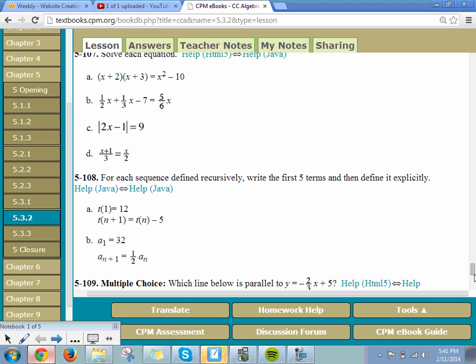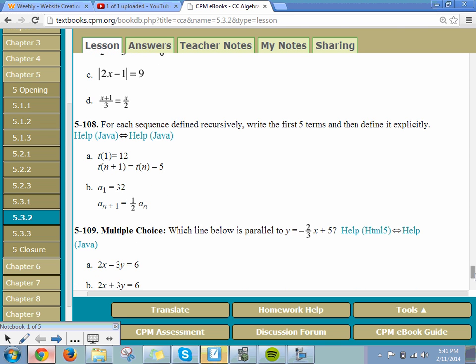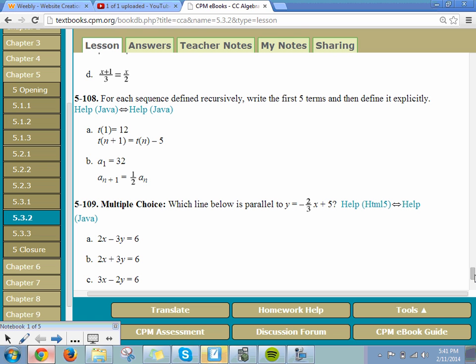All right, moving on, looking at 108. It says, for each sequence defined recursively, write the first 5 terms and then define it explicitly. So we're going to write the sequence out for the first 5 terms and then write our explicit equation. So for this first one, it tells me that the first term is 12, and then I need to subtract 5. So 12 minus 5 is 7, 7 minus 5 is 2, 2 minus 5 is negative 3, and then 3 minus 5 is negative 8.